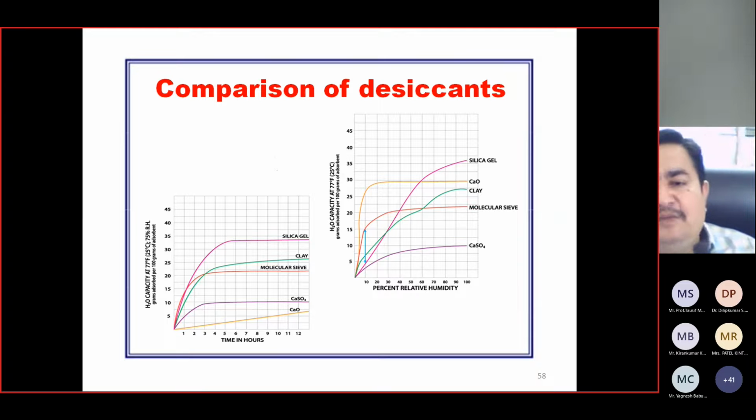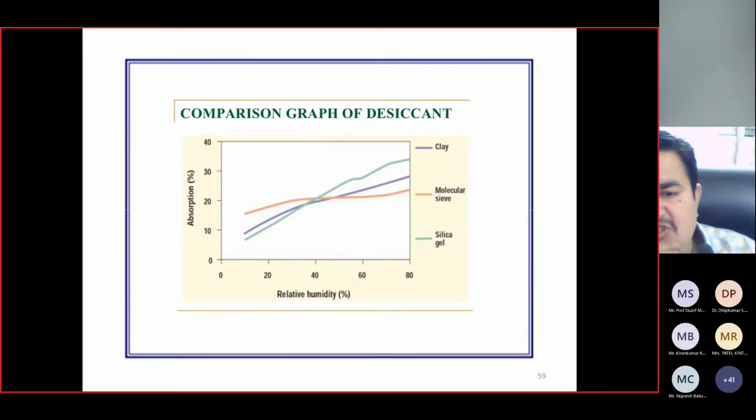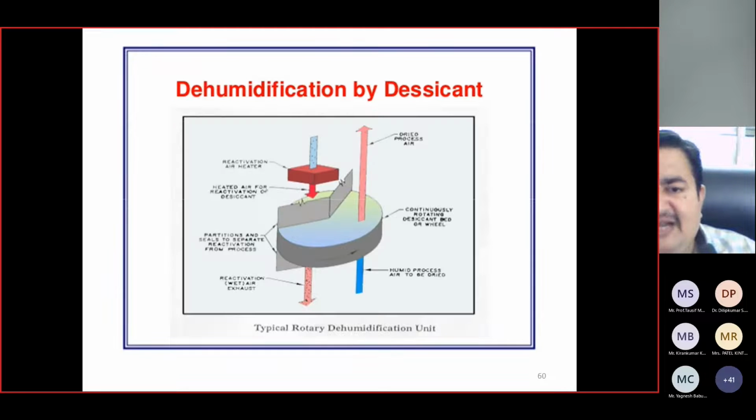This will show you the comparison of the different desiccants, how the percent humidity and capacity change in the different desiccants. From the graph we can see that silica gel gives the best result among all the desiccants. This also shows a comparison of performance in terms of absorption rate with relative humidity for clay, molecular sieve and silica gel. Here also you find silica gel to be better under high humidity conditions.